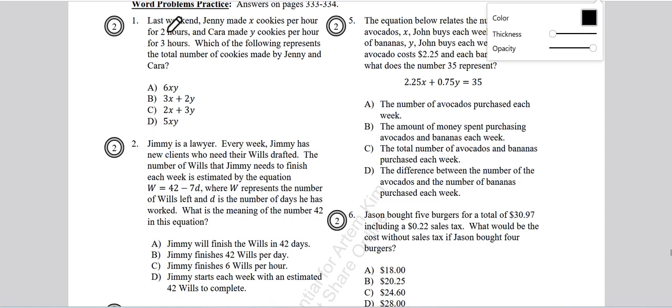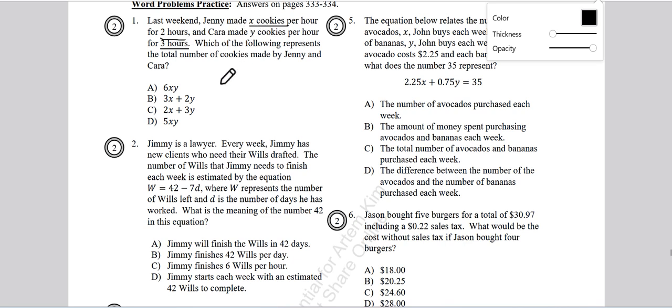Let's solve this word problem practice SAT question. Last weekend, Jenny made X cookies per hour for 2 hours and Kara made Y cookies per hour for 3 hours. Which of the following represents the total number of cookies made by Jenny and Kara? So this is easy.